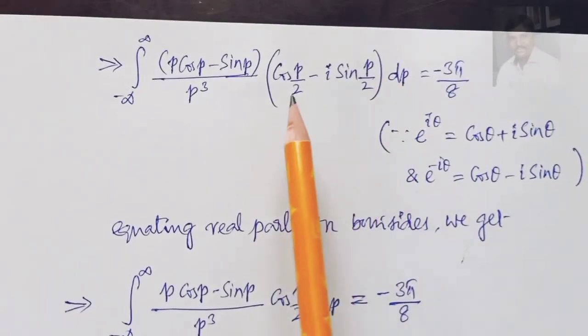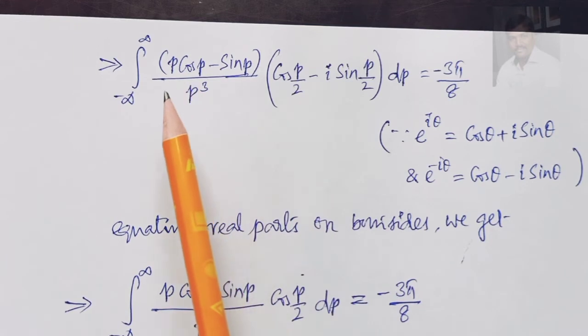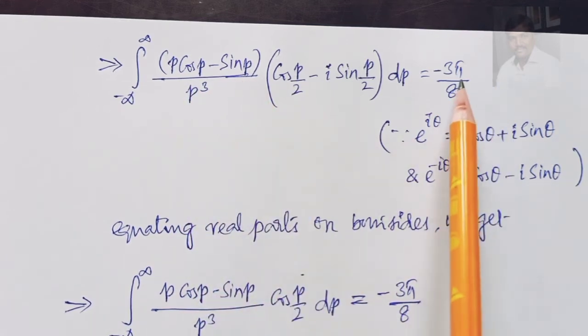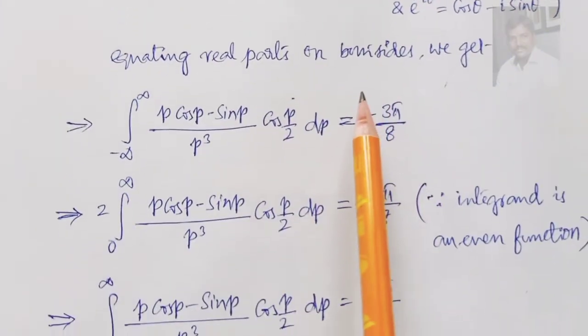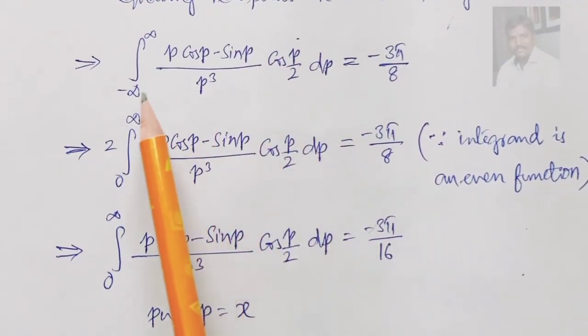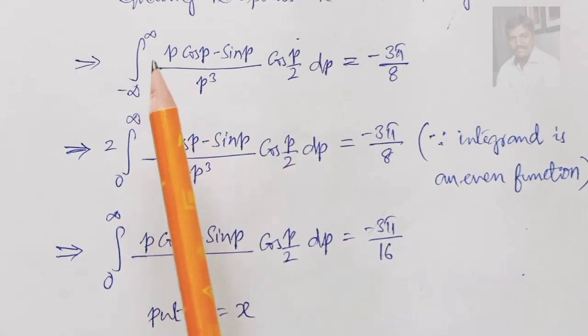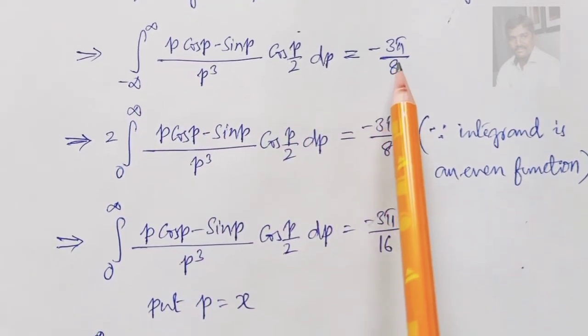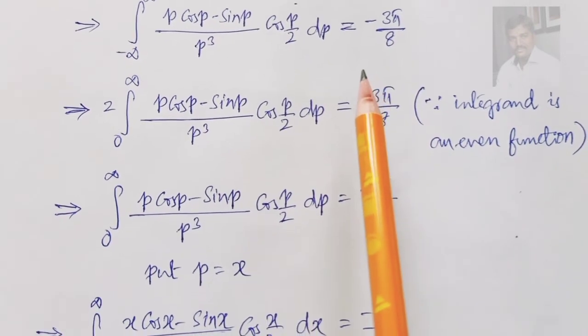Now you can equate the real part, which means cos p by 2 into p cos p minus sin p by p cube is the real part, and here the real part is minus 3 pi by 8. Equating the real part, we get integral minus infinity to infinity p cos p minus sin p by p cube into cos p by 2 dp is equal to minus 3 pi by 8.